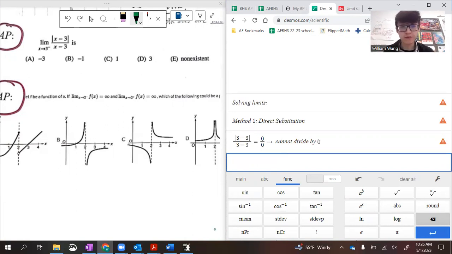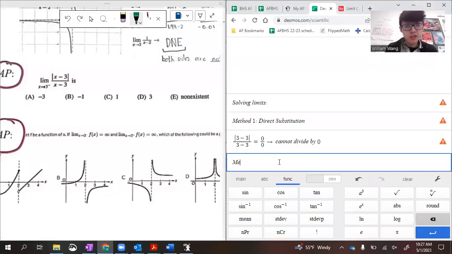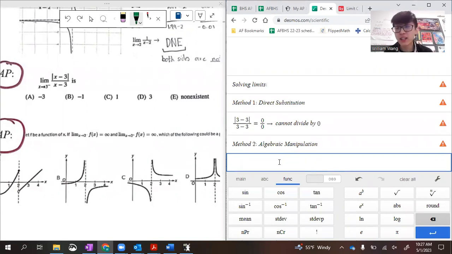All right, now method 2 is some sort of algebraic manipulation to see if I can cancel stuff out so I don't have to divide by 0. Can I cancel anything out? I almost could. It would almost be equal to 1, but there's an absolute value bar, so I can't cancel out x minus 3 directly. So I cannot directly cancel it out.